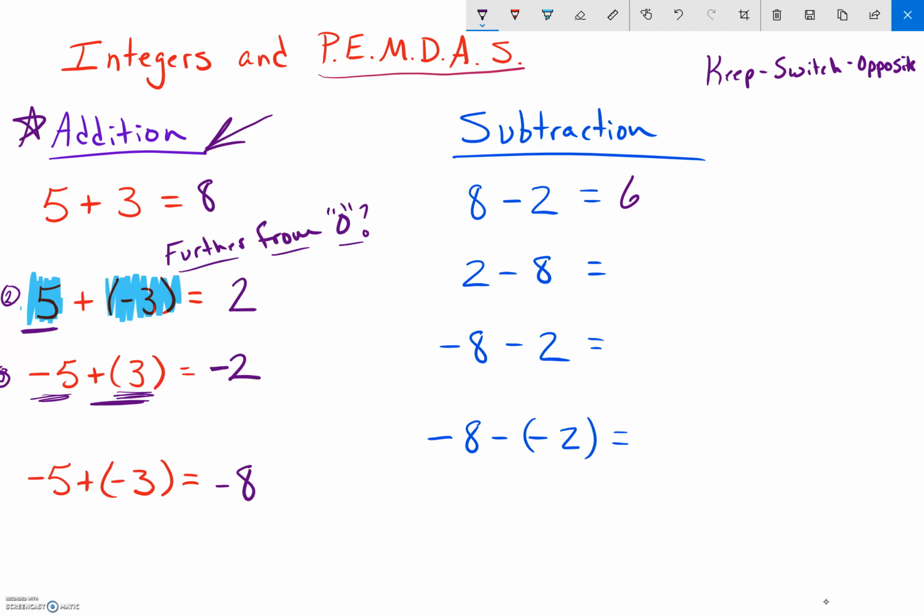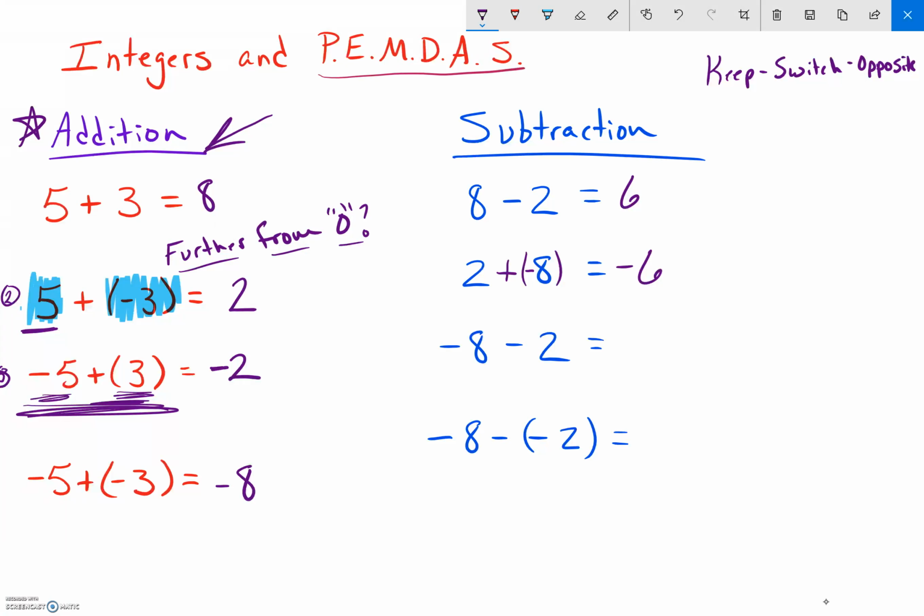If you're not understanding that, then do keep, switch, opposite. Keep the 2, switch the minus to a plus, and then you want the opposite of 8, which is going to be negative 8. And then you can use the rule that would be very similar to this one, where you're actually going to subtract the numbers and keep the sign of the biggest absolute value. So really it's 8 minus 2, 6, but you keep that negative symbol.